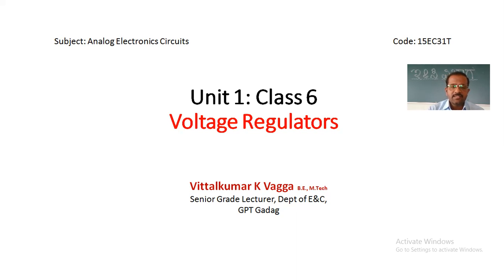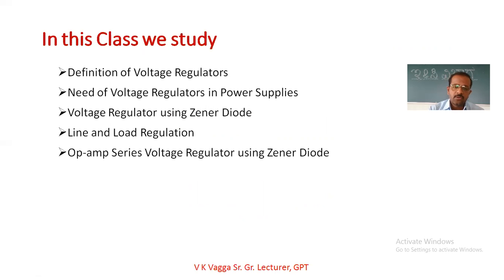In this class we are going to study the voltage regulator. It belongs to unit 1 of analog electronic circuits, for the diploma ENC. We will study the definition of the voltage regulator, the need for the voltage regulator in the power supply, the voltage regulator circuit using the zener diode, line and load regulation, and an op amp series voltage regulator using the zener diode. All that we'll see in this class.